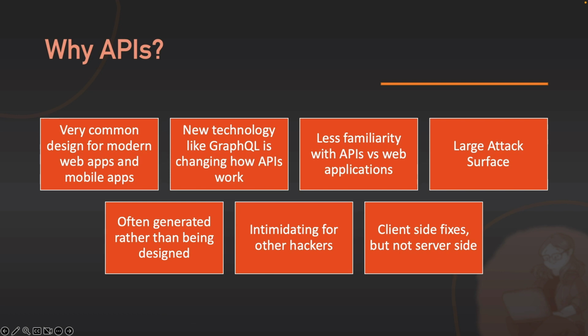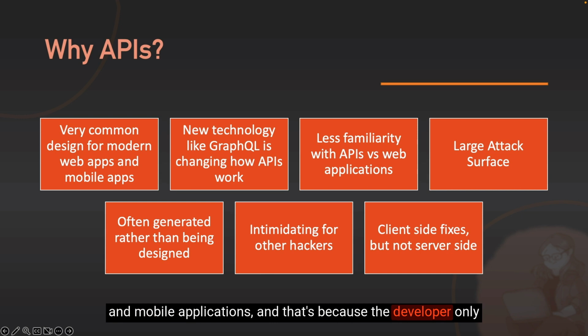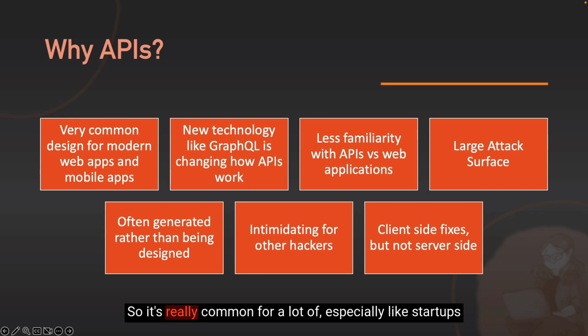What makes them great? APIs are a very common design pattern for modern web applications and mobile applications. That's because the developer only has to write the business logic once in the API, and then whatever app they're using, they just need to connect to that API. If you want to launch a mobile app and a web app at the same time, and you use an API, you're only writing that logic once.